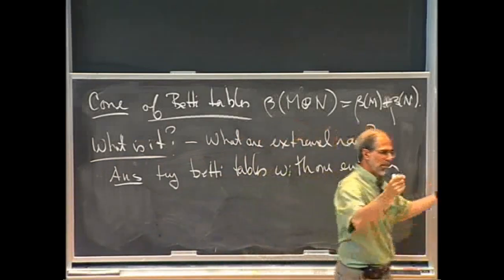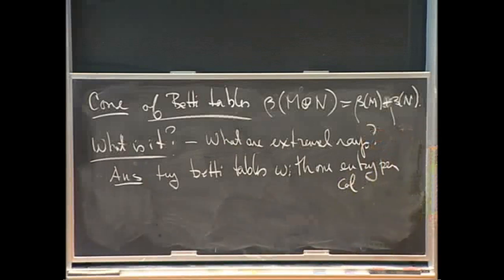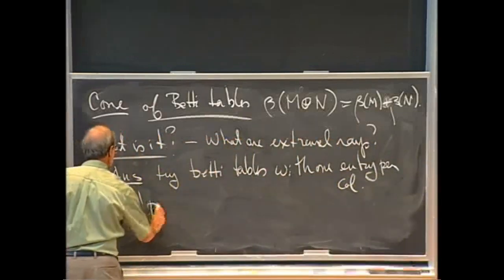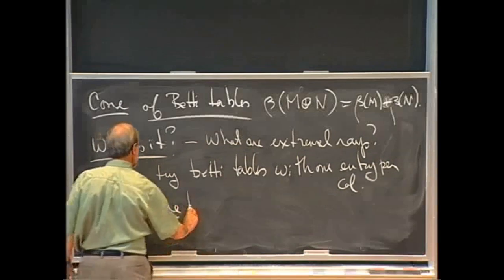Now, what does that mean about the module? There's one entry in the first column. Those are the generators of the module. And to say there's just one entry says that all the generators have the same degree. Then you look at the relations, and they all have to have some given degree. And then the relations on those all have to have one given degree. So these are usually called the pure Betti tables.